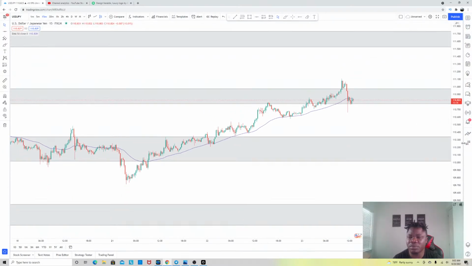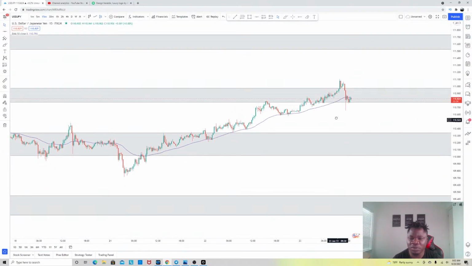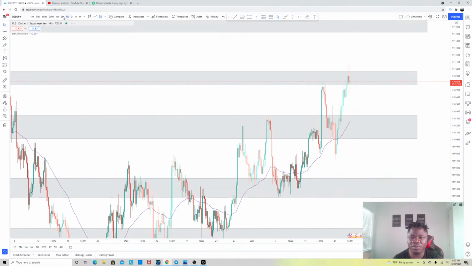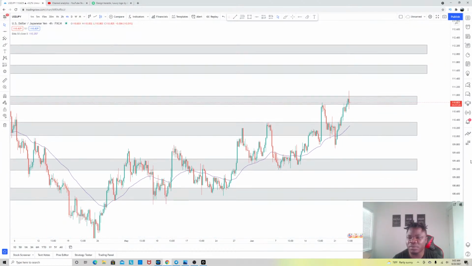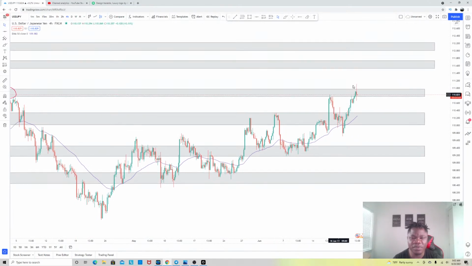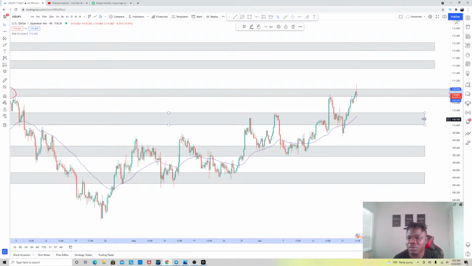USD JPY, it's actually gonna sell, but we'll see how it goes. The fact that we have this rejection here at resistance simply means USD JPY will be coming down.